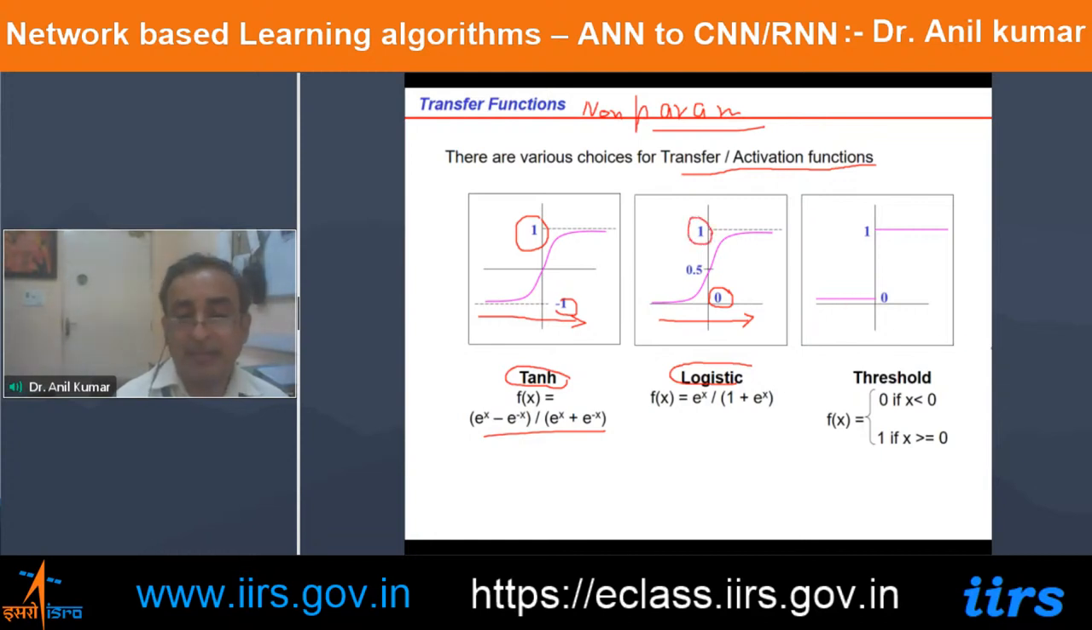Sometimes people apply a threshold, which is not so common in ANN models, but when we want to just decide or apply a rule, sometimes people use this threshold activation function, where you can put a condition: if x is less than 0, the output is 0. When x is greater than or equal to 0, the output from that neuron is 1. So it will give you two outputs, either 0 or 1, nothing in between.